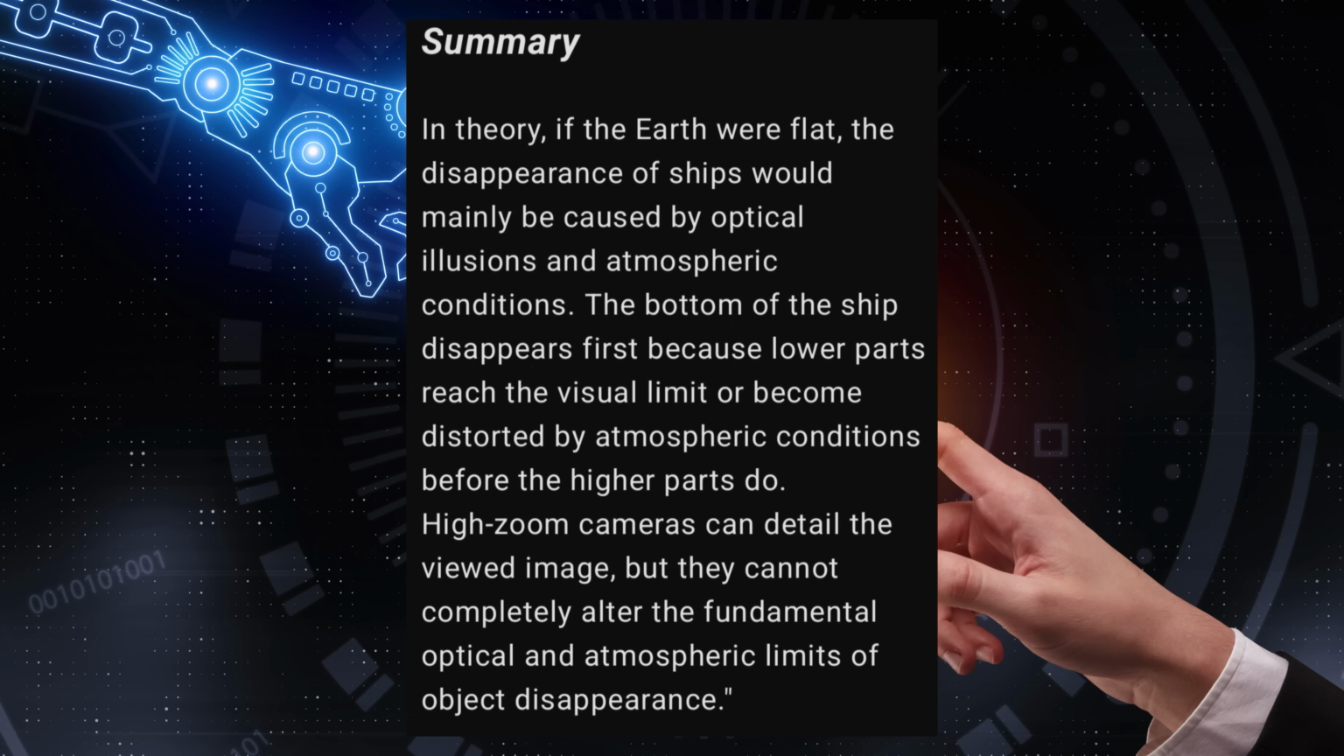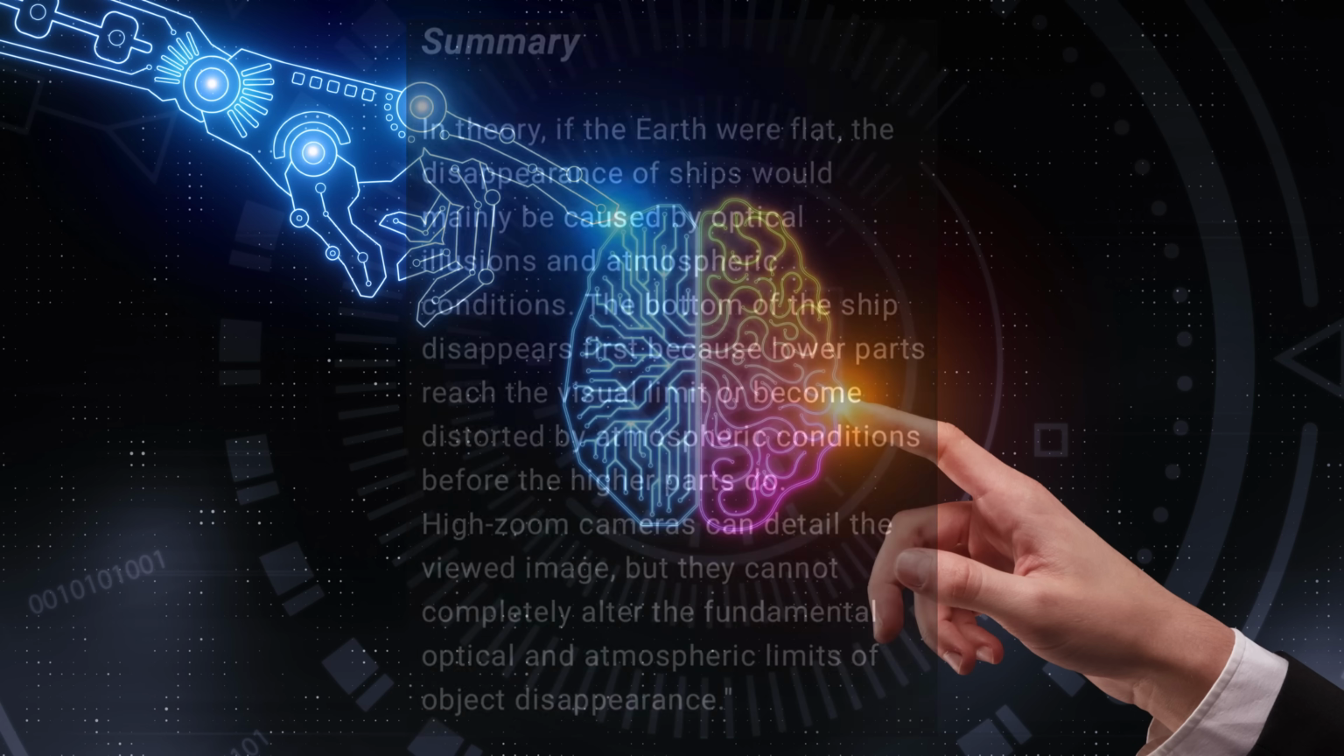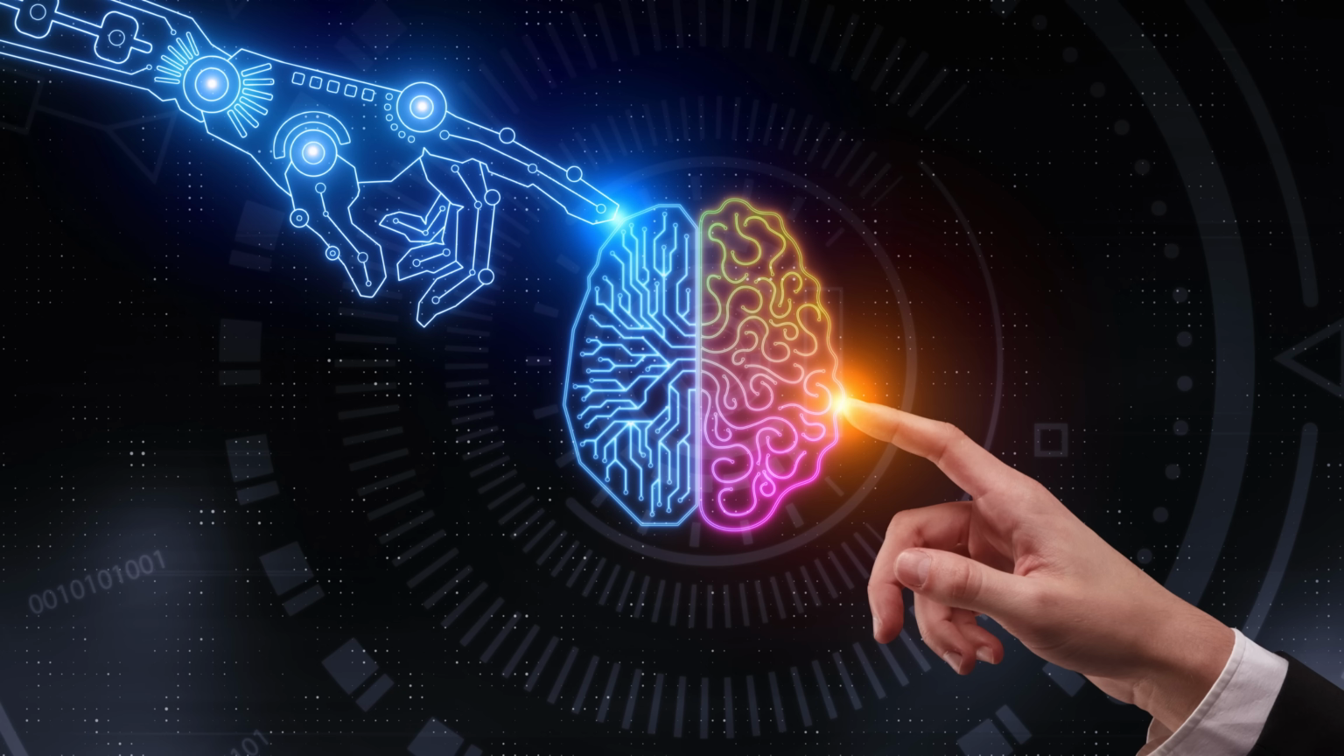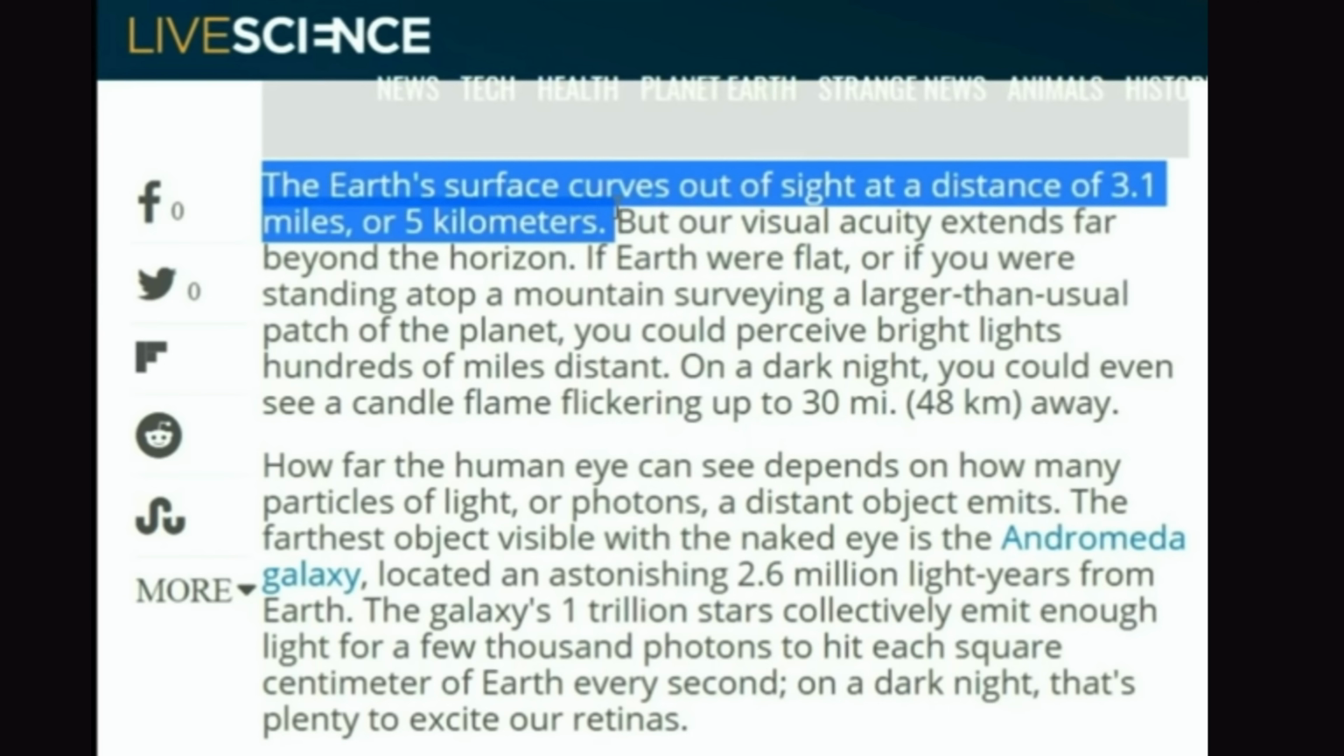High zoom cameras can detail the viewed image, but they cannot completely alter the fundamental optical and atmospheric limits of object disappearance. There you go, that's your answer. If the Earth is flat, this is still possible. So if someone asks you next time why the bottom of the ship disappears first, show them this video. Now back to this article again.